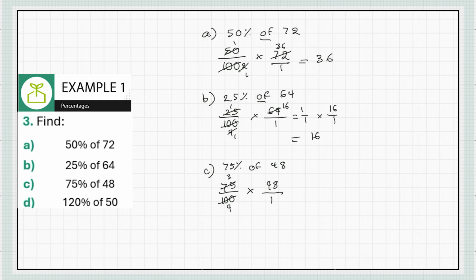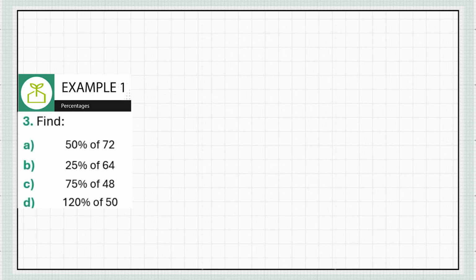Okay, I can't simplify that fraction anymore, but I can see that I have a diagonal that I can simplify further. So if I divide the 4 by 4, I'll get 1, and if I divide the 48 by 4, I will get 12. And so I'm left with 3 over 1 multiplied by 12 over 1, which is just 3 times 12, and 3 times 12 is going to be equal to 36. Right, 3, 2, 1, go.